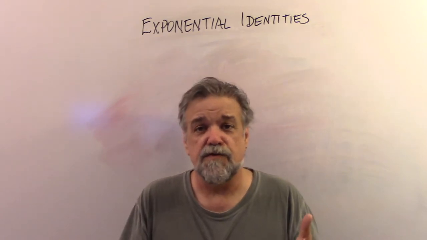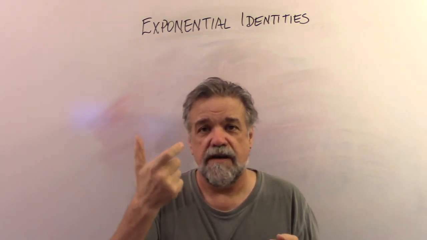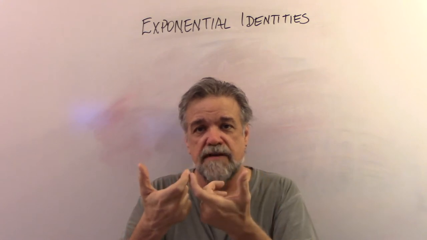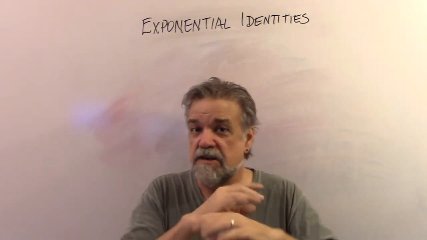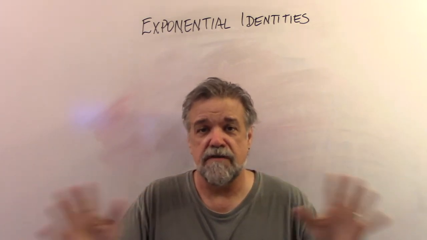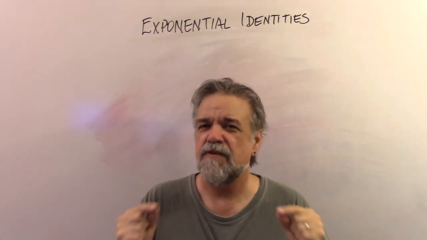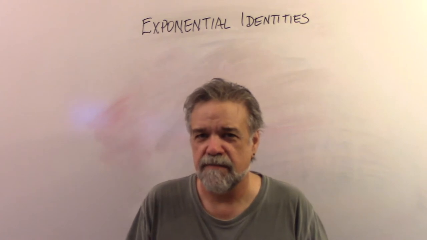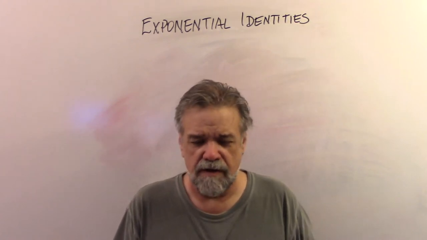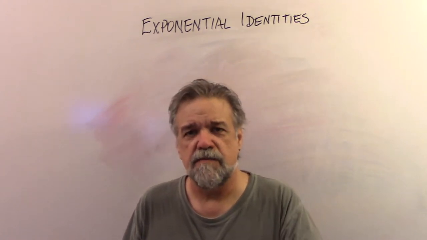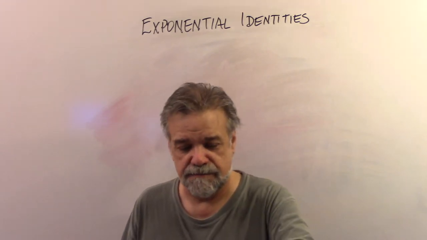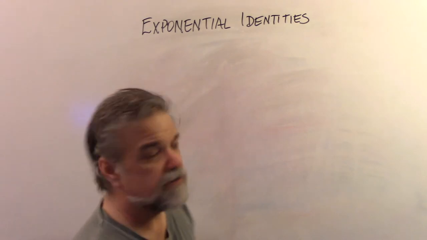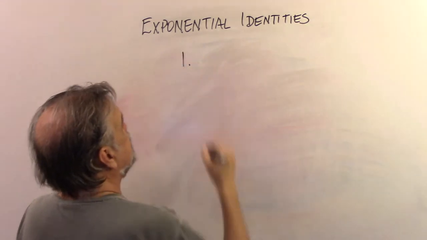Another identity is the difference of squares: A plus B times A minus B is A squared minus B squared, okay? It's true for every single A, it's true for every single B, and it's a very handy thing to have in your back pocket. So let's look at some exponential identities.